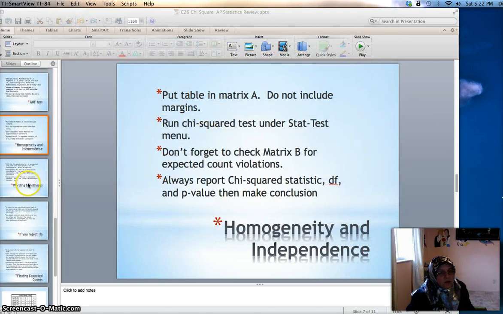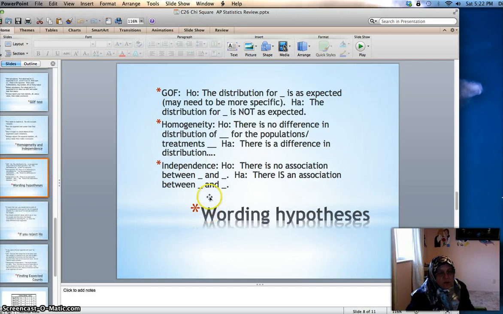Okay, so that's how you do homogeneity and independence testing. Now, how do you write the hypotheses when you're doing your hypothesis test? For goodness of fit, the null is that the distribution for blank is as expected. You may be a little more specific by saying what the expectation is. For example, the distribution for colors of M&Ms is as reported on the M&M website. The alternate: the distribution is not according to what's reported on the M&M website. And then you might say how it is reported.